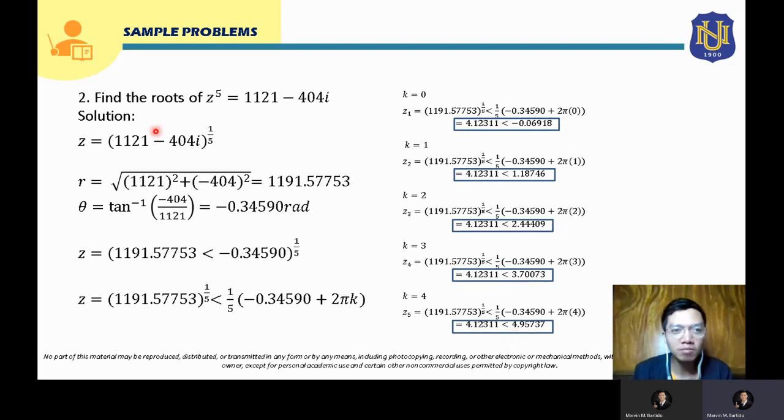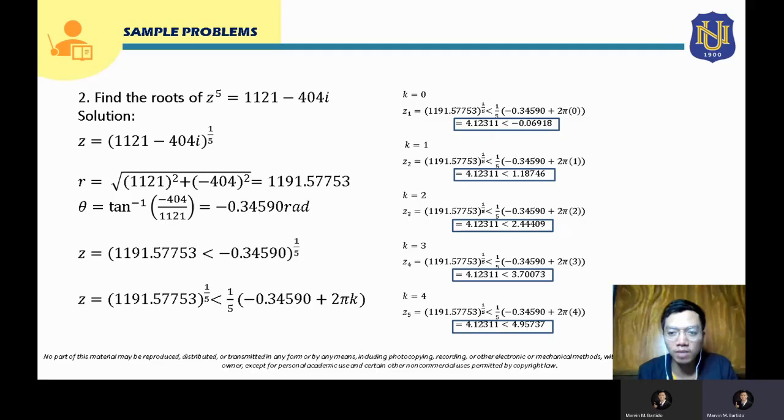So if the question in the problem is this, find the roots of z to the fifth equal to 1121 minus 404i, then automatically you have to give all the values of the roots. So you have to give these 5 values. Also, if the form of your final answer is not mentioned in the problem, then these can already be the answers. So these are the answers for this problem.